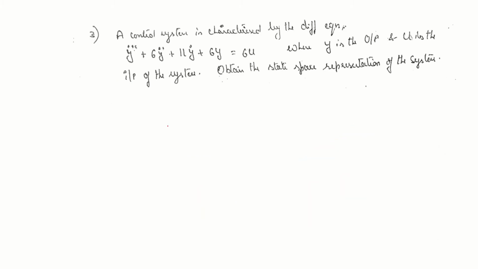A control system is characterized by the differential equation y triple dot plus 6y double dot plus 11y dot plus 6y is equal to 6u, where y is the output and u is the input. Obtain the state space representation of the system. It's a third order differential equation, so I have to get 3 state equations first.